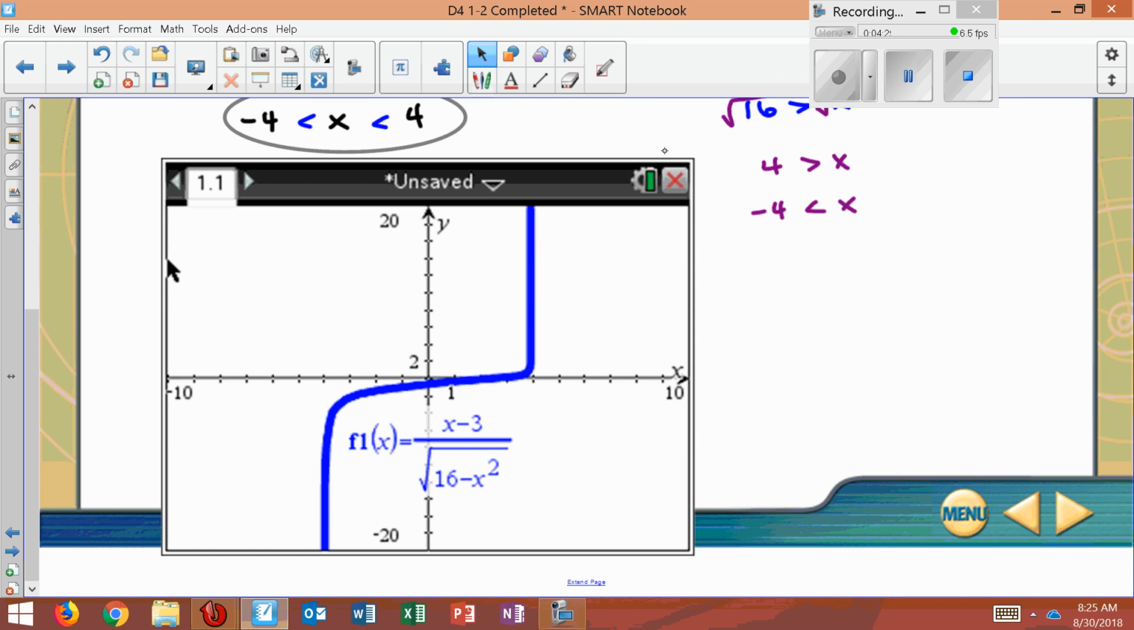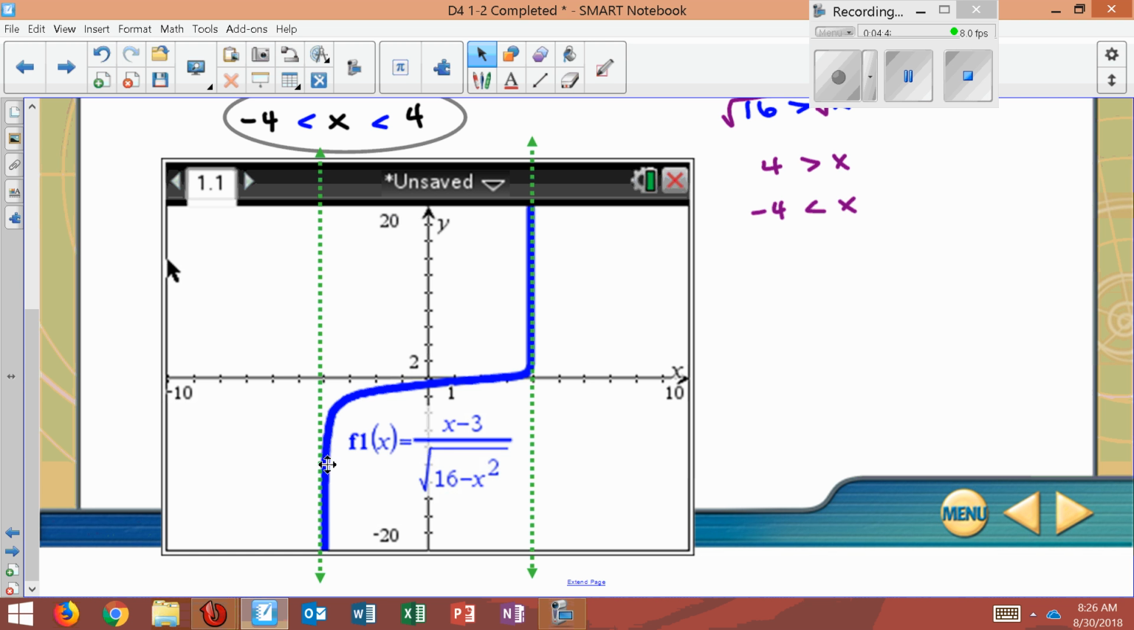As I look at this, I'm going to add in some asymptotes so you can see this easier. You can see how this is becoming like a vertical line. It's approaching an asymptote. And the same is true over here. Now, these asymptotes are at what values? Negative 4 and 4.